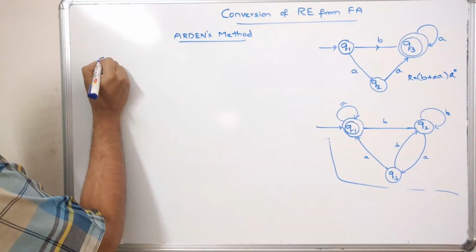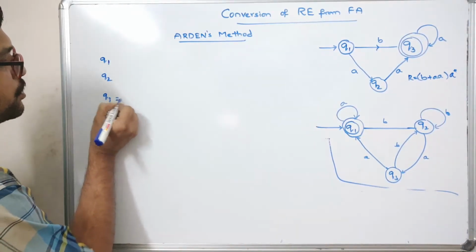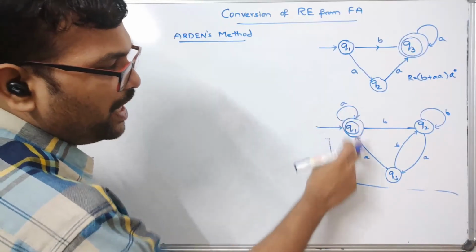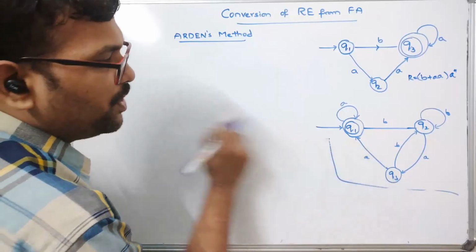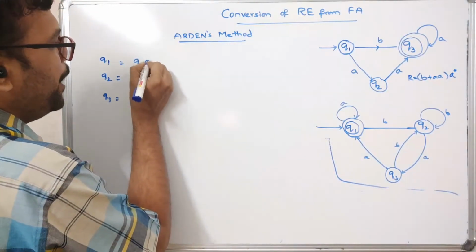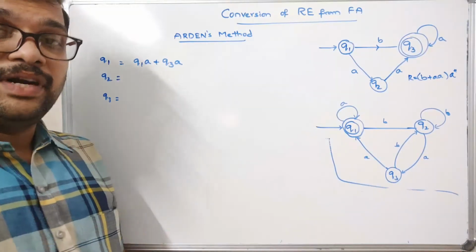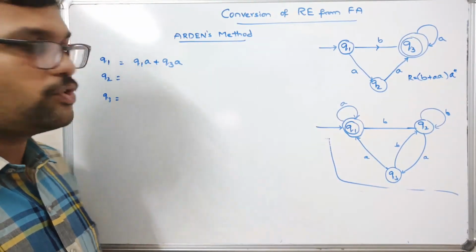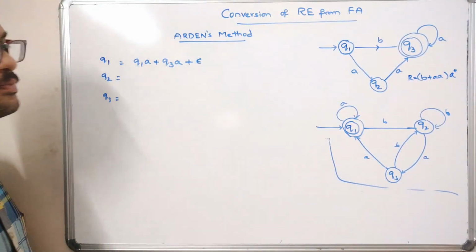So write down the equations for Q1, Q2 and Q3. So I will write the equation for Q1. Q1 has the incoming edges of A and A. So two incoming edges, one from Q1 and one from Q3. So Q1 A plus Q3 A, right? And what is the second step? We need to add the epsilon for the initial state equation. So here Q1 is the initial state, so we need to add the epsilon here, right?